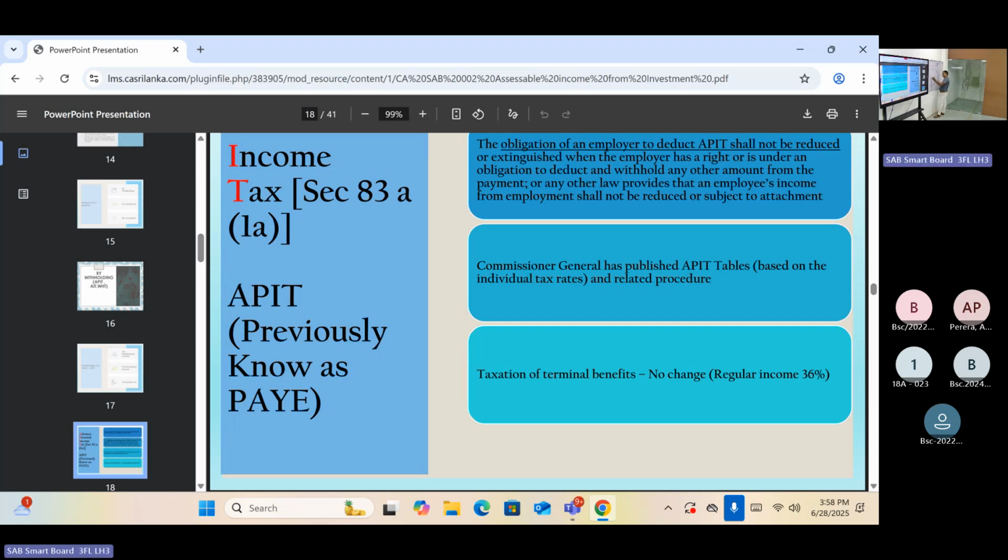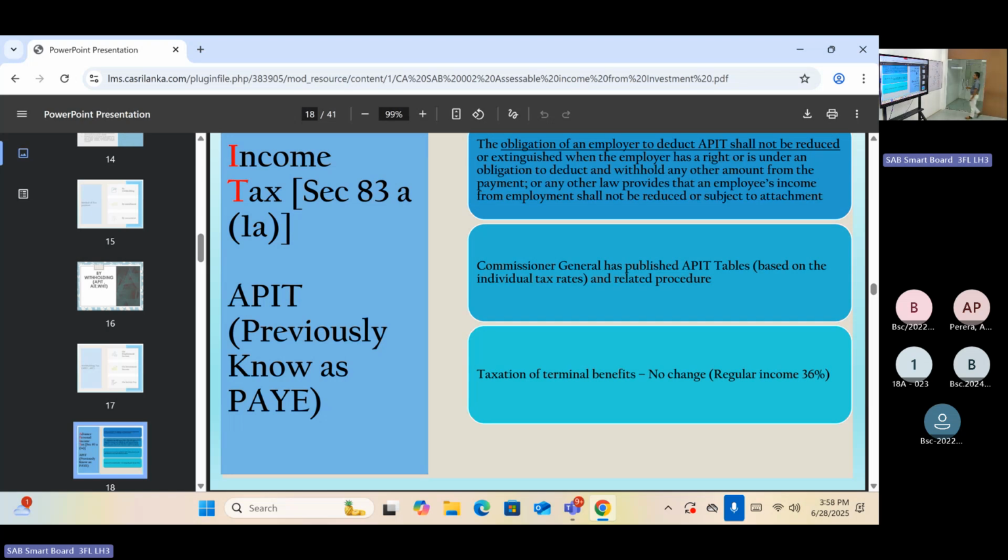Say pension. Pension comes at retirement. Gratuity. This is commuted pension. Gratuity. EPF. ETF. Compensation for loss of office. So these are the things recognized by the Act or the laws as terminal benefit or retirement benefit.